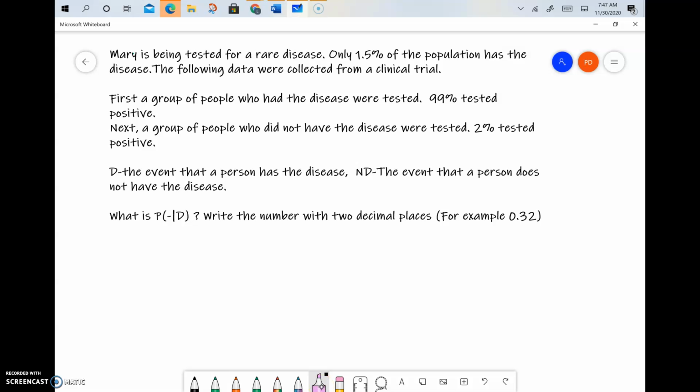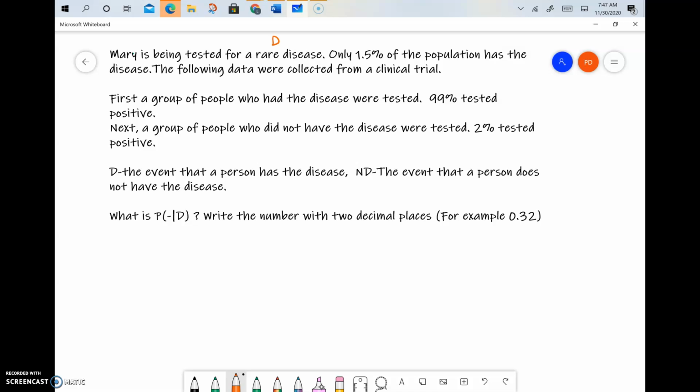First, let's read the question, and as we are reading the question, let's write down the probabilities that are given to us. So Mary is being tested for a rare disease. We're going to use the symbol D for disease.